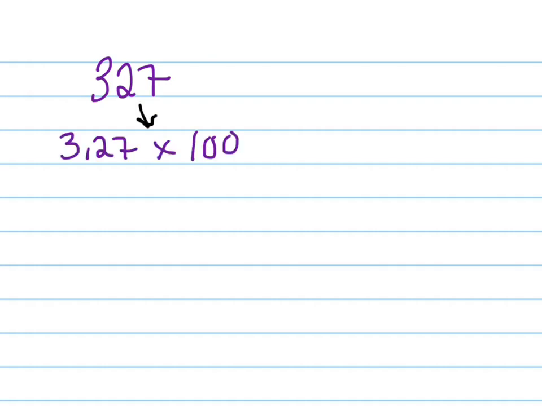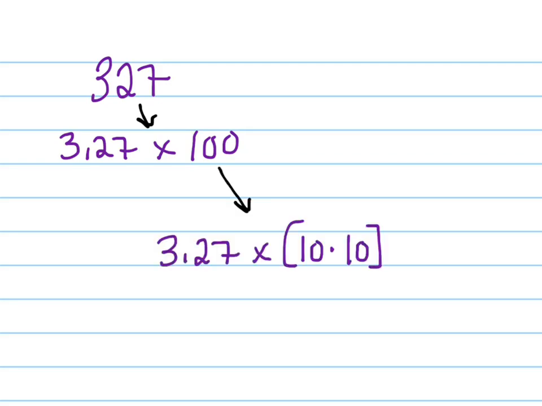Well, isn't 327 actually the same thing as 3.27 times 10 times 100? It is. And isn't 100 the same thing as 10 times 10? It is. So 327 is the same as 3.27 times 10 times 100, which is the same as 3.27 times 10 times 10, which is the same as 3.27 times 10 squared, 10 to the second. That's scientific notation. It's not hard.